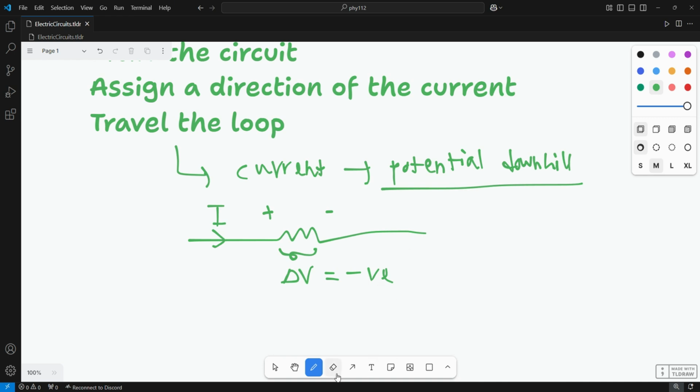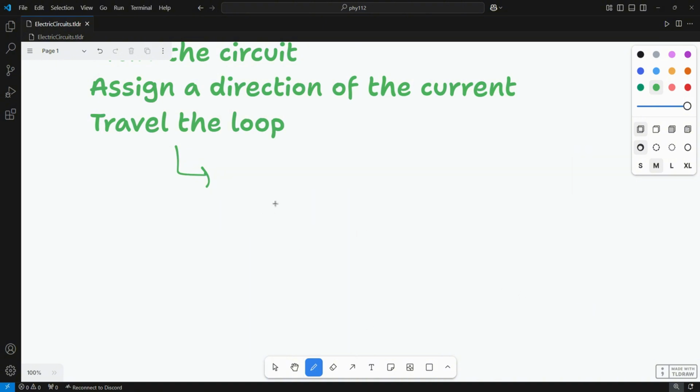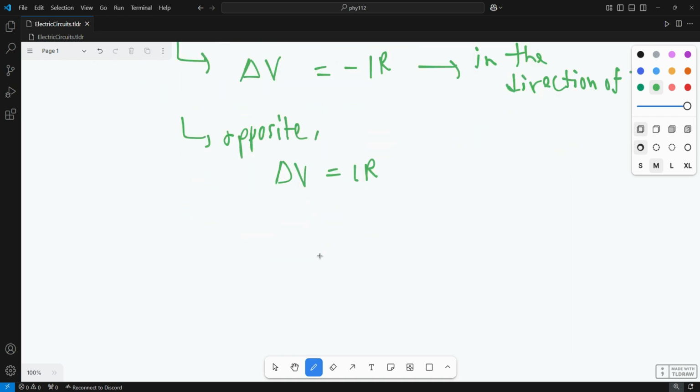So we can write that when we are traveling the loop in the direction of the current, whenever there is a potential difference, delta V will be minus I times R, which is negative because it is going in the direction of potential downhill. And if we are going in the opposite direction, then this will be positive as we are going in the direction of potential uphill. That's why the change in potential will be positive. So these are the rules.